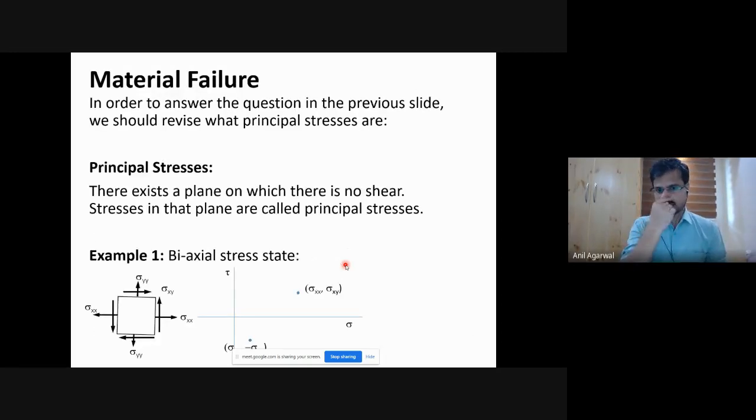So before we go into the failure theories, there is something called invariant, right? Are you familiar with some kind of invariants? Have you started taking a class on elasticity, plasticity?